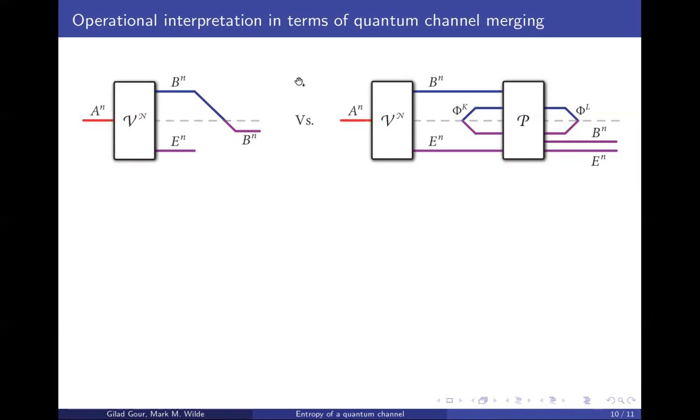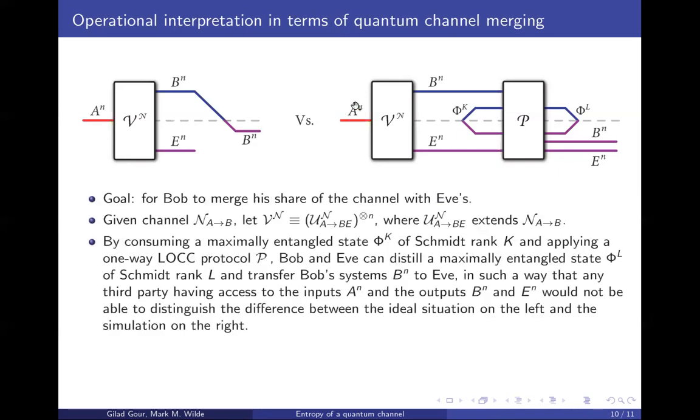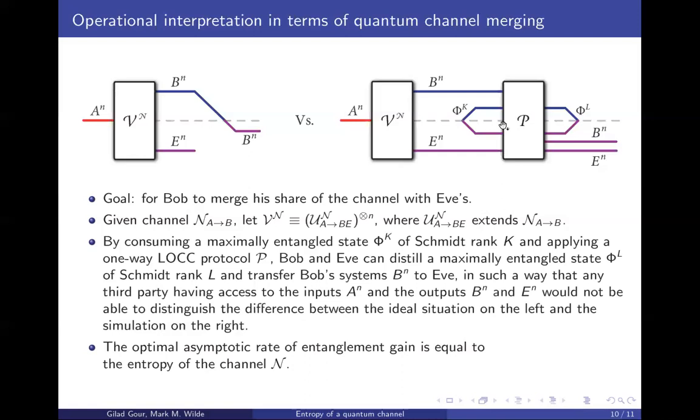To do so, we allow for a one-way LOCC protocol from the B party to the E party. We allow the consumption of entanglement, and we're also interested if entanglement can be generated in this process. This is the ideal thing we're trying to do, and this is the way that we actually implement it in a protocol. What we find is that the rate at which entanglement can be gained in this process is equal to the entropy of the channel. And so it gives the entropy of a channel an operational meaning. We thought that was interesting.